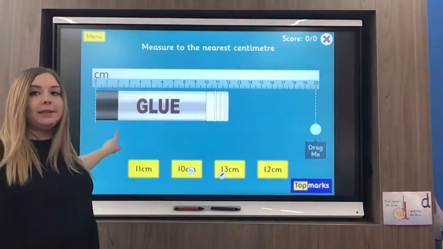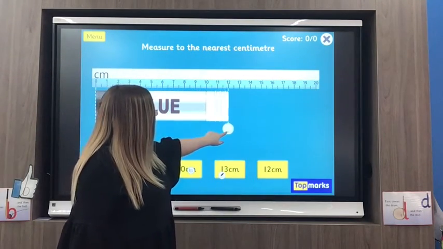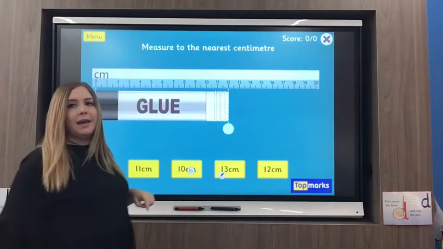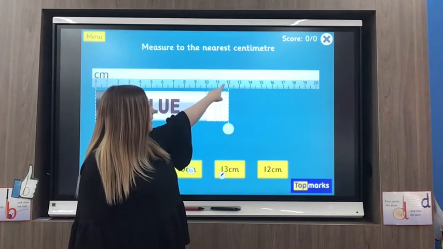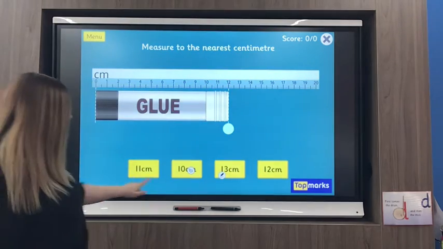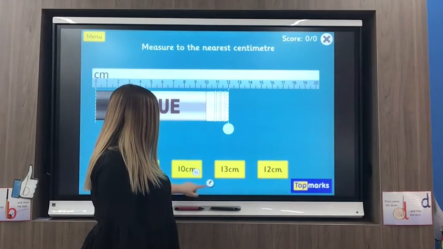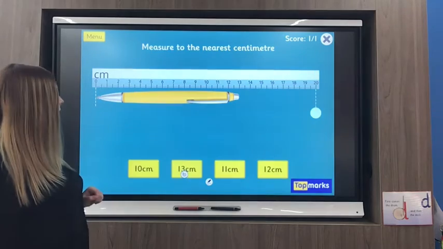So I've got a glue stick. And how long is my glue stick? Where does it end? At the answer, 12 centimetres. So let's find 12. Brilliant. There we go, next one.